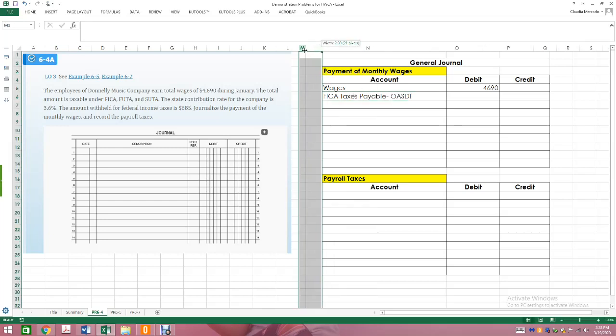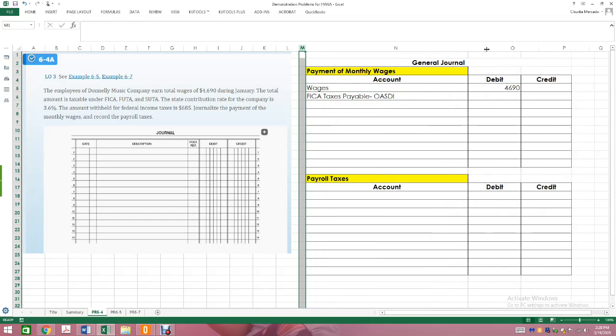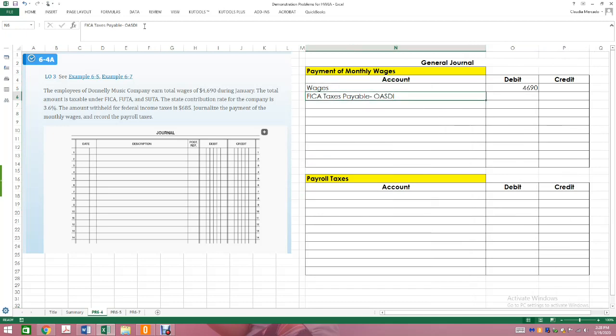And let me make this a little bit bigger. That way I can put my calculations in here. Hopefully you all can see this, okay? So, I'll put my calculations right next to them, okay?